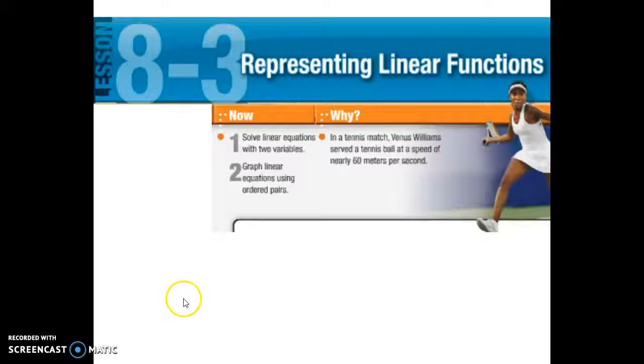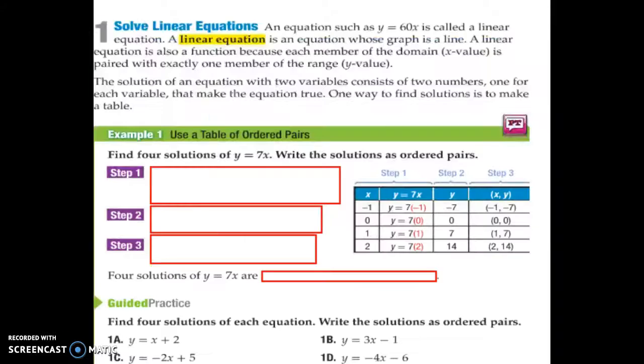Hello class, today we are going to chapter 8 lesson 3 and we're going to talk about representing linear functions, meaning functions that if we graph them will make a line. Linear means line. We talked about functions yesterday, meaning we have an x and a y value. X is our independent variable, you get to pick those. Y is what you get out of the function. We can graph those points, so x, y coordinate points, and they will make a line. So we'll see what that looks like here in a second.